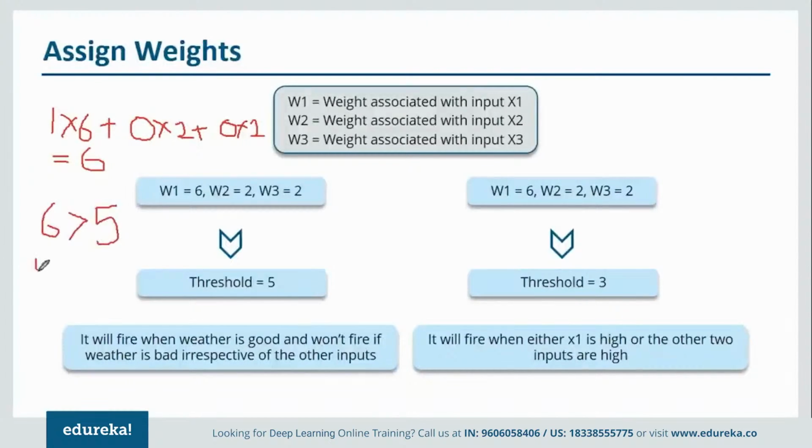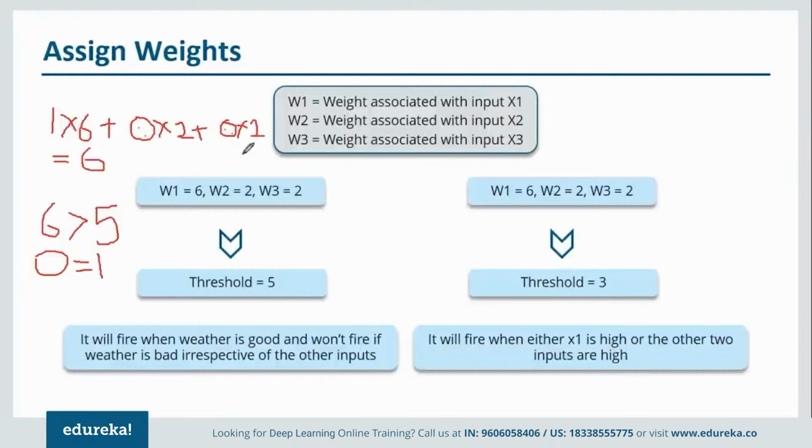That means my output will be 1, or you can say my neuron will fire, or I'll actually go to the beer festival. So even if these two inputs are 0 for me, that means my wife is not willing to go with me and there is no public transport available, but weather is good, which has very high weight value and it actually matters a lot to me. So if that is high, it doesn't really matter whether the two inputs are high or not. I will definitely go to the beer festival.